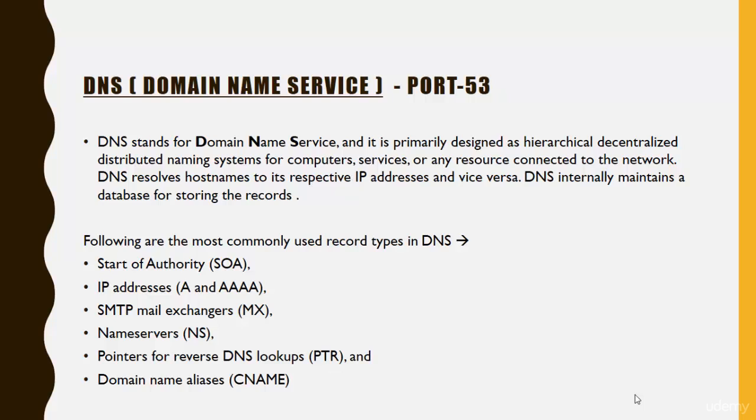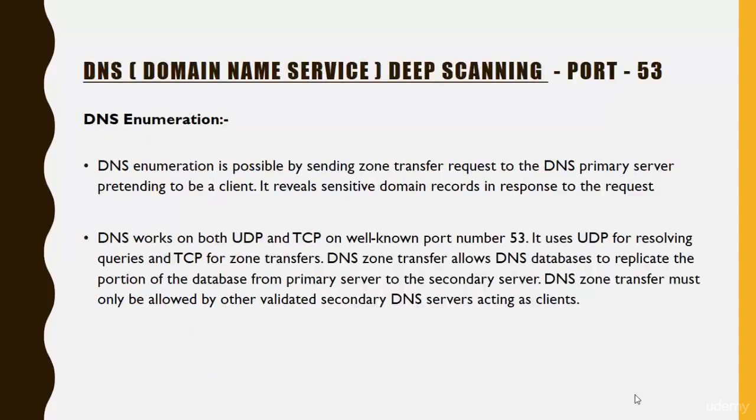The following are the most commonly used record types in DNS: start of authority, IP address, SMTP mail exchanges, name servers, pointers for reverse DNS lookups, and domain name aliases. DNS enumeration or DNS deep scanning is possible by sending a zone transfer request to the primary DNS server, pretending to be a client.